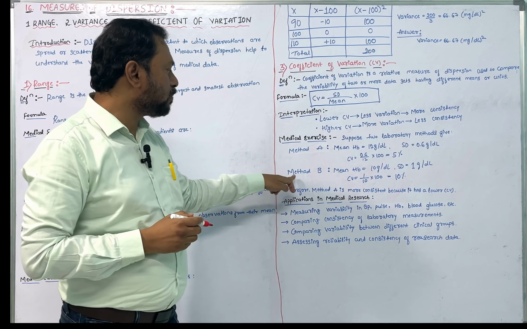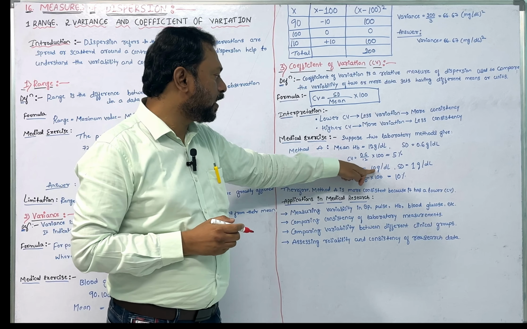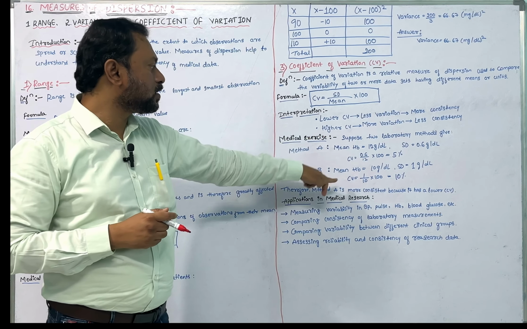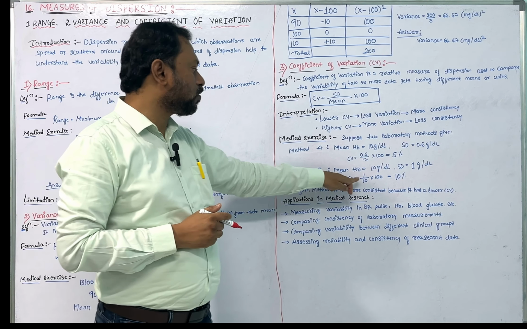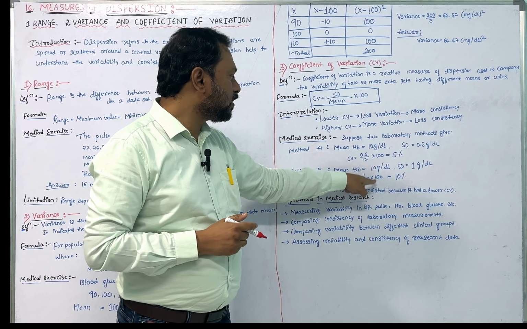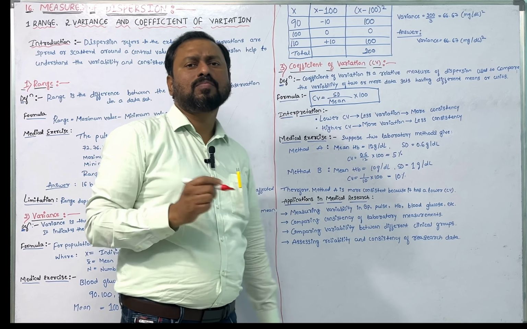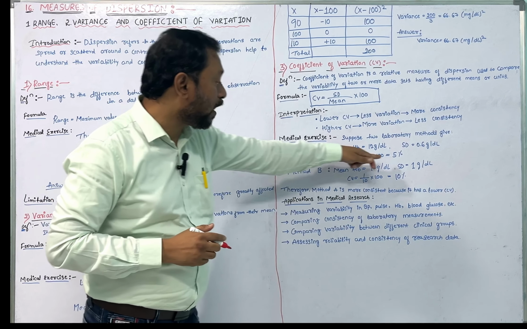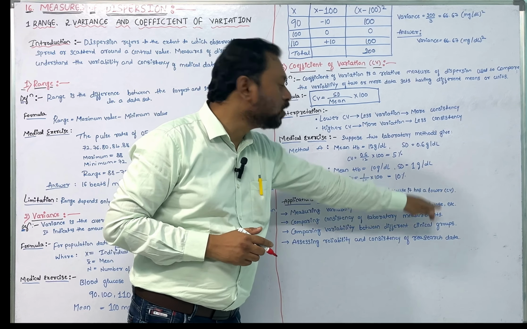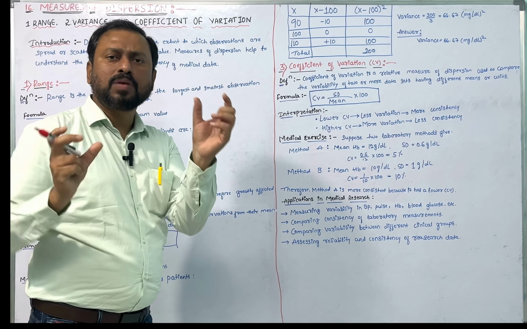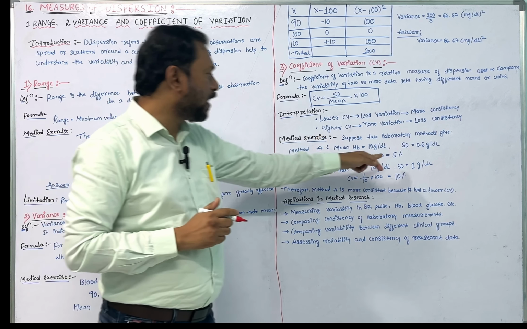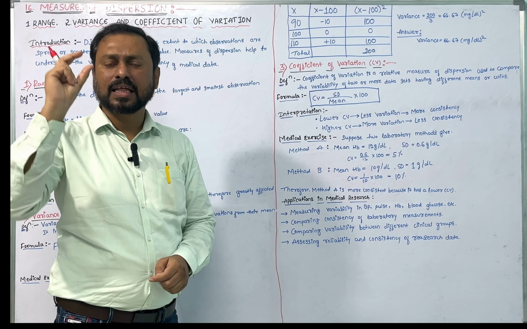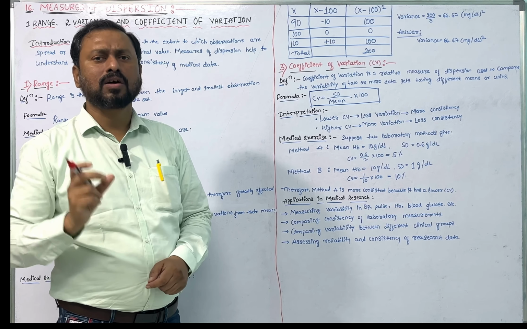For method B, HB is 10 and the standard deviation is 1 gram per dl. If you put the values in the formula, CV is equal to 1 divided by 10 multiplied by 100, so the value is 10%. It means that method A is more consistent because it has a low CV of 5%. If 5% comes in the laboratory, it is considered stable data, and that method is considered a good or consistent method.